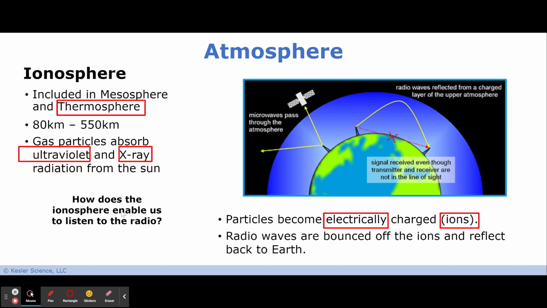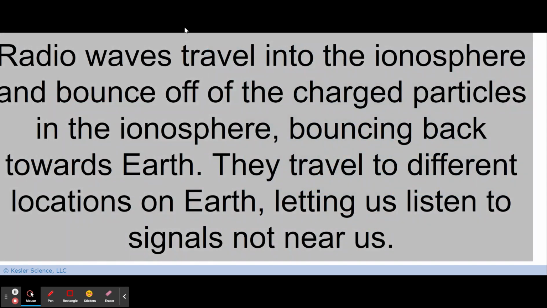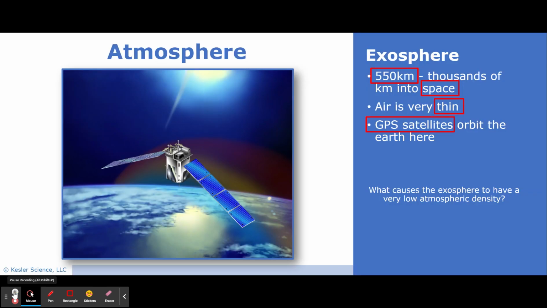Now, part 2 question is going to be something like this. How does the ionosphere enable us to listen to radio? This is going to be something you really want to pay attention to because this is a part 2. Radio waves travel into the ionosphere and bounce off of the charged particles in the ionosphere, bouncing back towards Earth. They travel to different locations on Earth, letting us listen to signals not near us. Yeah, write all that down.